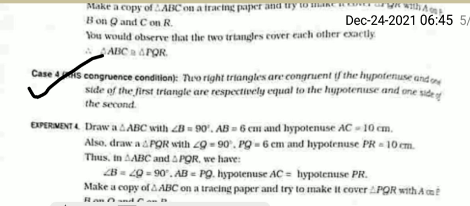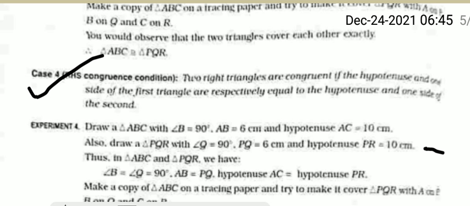For the experiment, we will take triangle ABC with angle B equal to 90 degrees, AB equal to 6 cm, and hypotenuse AC equal to 10 cm, and also draw PQR with angle Q equal to 90 degrees, PQ equal to 6 cm, and hypotenuse PR equal to 10 cm. Thus in triangle ABC and triangle PQR we can write angle B equal to angle Q, that is 90 degrees, AB equal to PQ, and hypotenuse AC equal to hypotenuse PR.